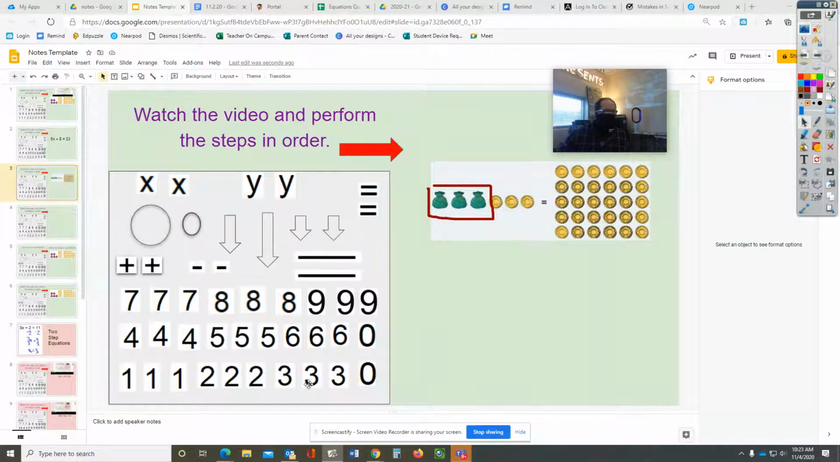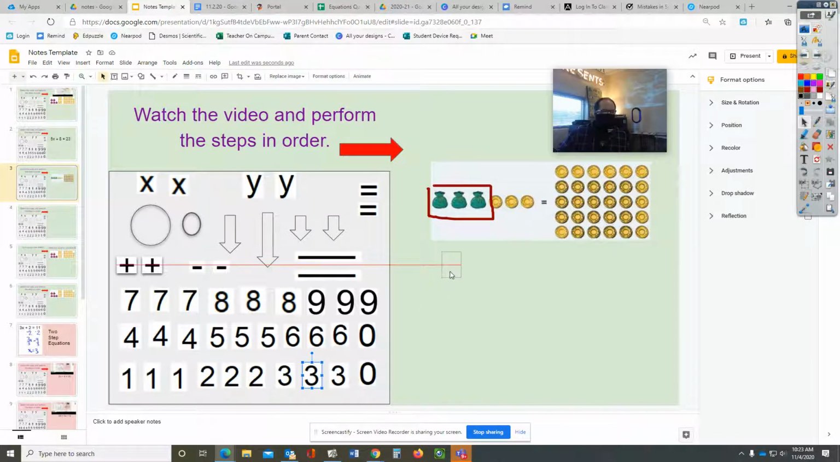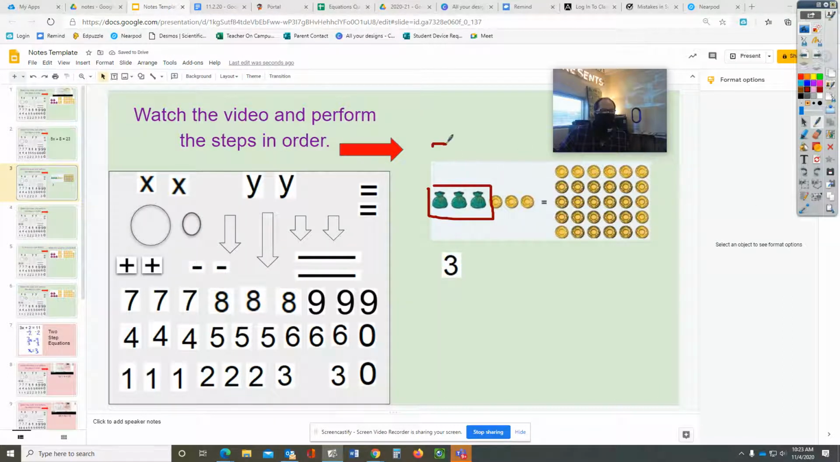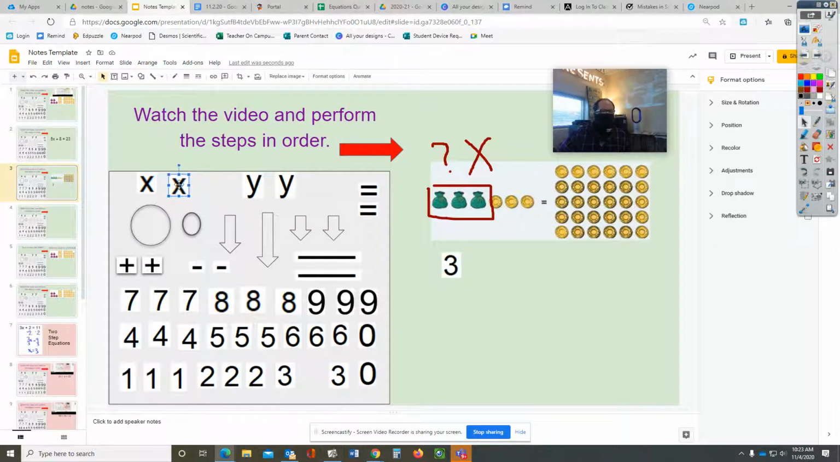So the very first thing I'm going to do is just drag over a 3 to represent those pouches. Now remember, we don't know how many coins are inside of each of these pouches. That's the problem. So what we're going to do is replace these pouches with a variable. And the letter we're going to replace it with is the letter X. So these 3 pouches are really going to be written as 3 with an X. So I'm going to call this 3X.